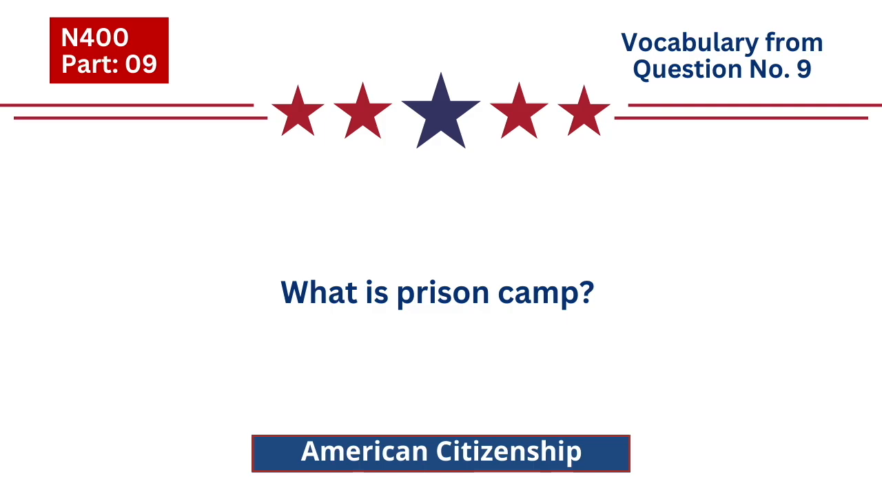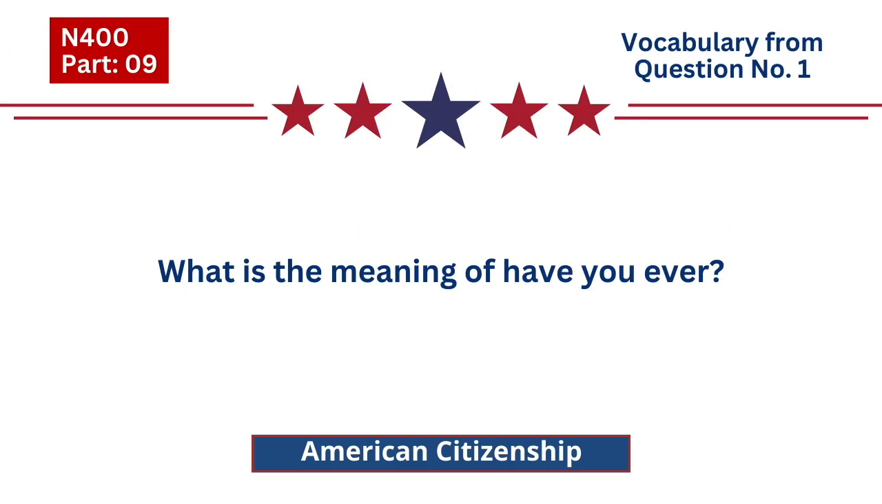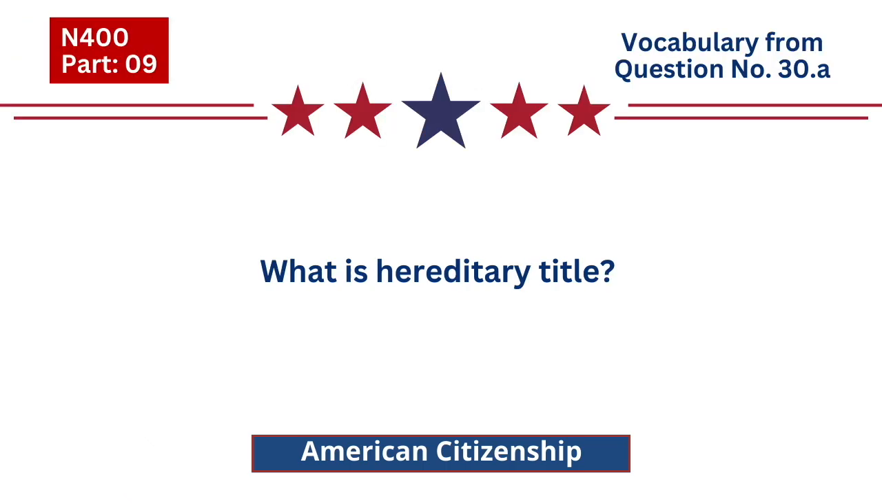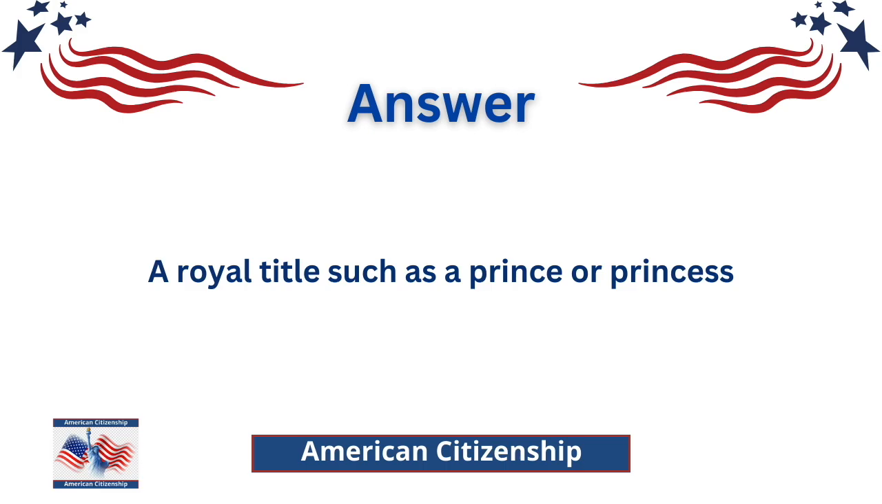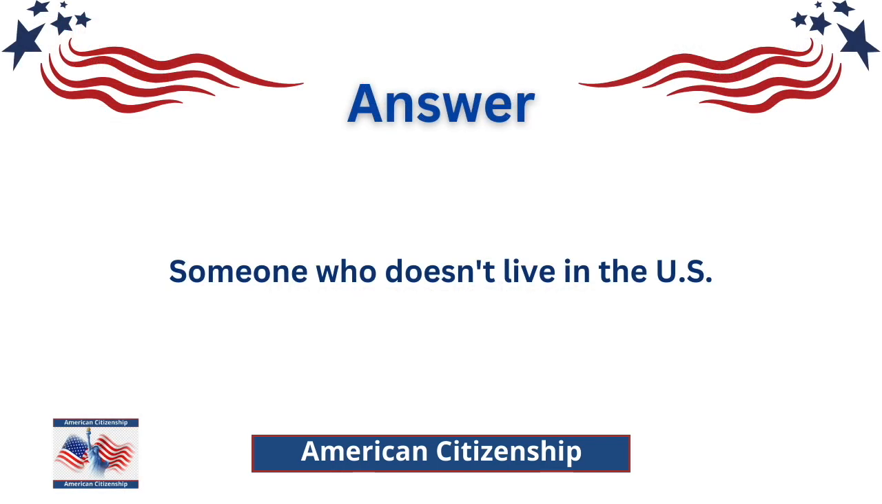What is prison camp? A place where prisoners of war or political prisoners are kept. What is the meaning of have you ever? Anywhere in the world, at any time. What is hereditary title? A royal title such as a prince or princess. What is non-resident? Someone who doesn't live in the US.